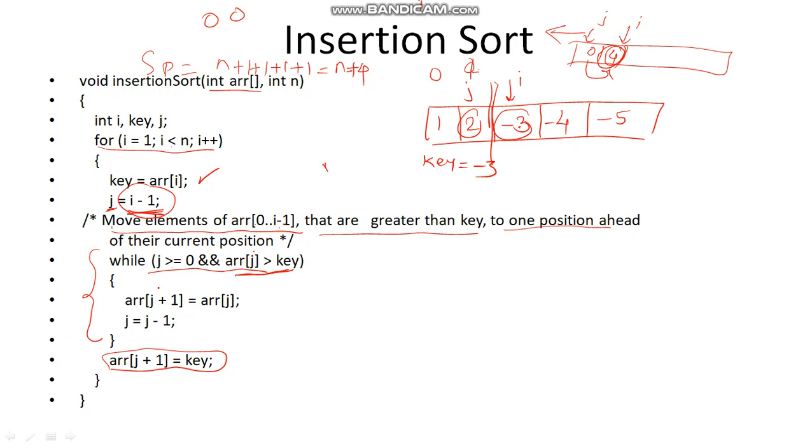So if it happens, array of j plus 1 is equal to array of j. So that is, this is shifted towards the right hand side. So 2 will come here. Similarly, j is equal to j minus 1. Now j will be here. Again compare the jth element with the key element. Key is again smaller, so this one will also be shifted here. And finally, j becomes -1, and this condition is not satisfied. So we'll come outside, and array of j plus 1, j has become -1, -1 plus 1 is 0. So that -3 will be placed here.